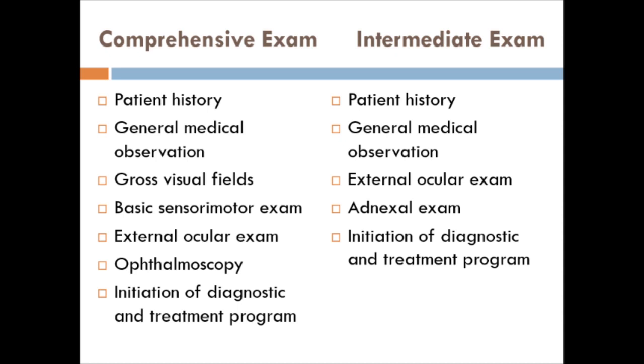The easiest way to think about this, it's really so easy. If you look in the first column, you see that a basic sensory motor examination and gross visual fields are required to report this level of service. So you're examining a patient. If you do not have to do a basic sensory motor exam or gross visual fields to take care of that patient on that day, then you can't report a comprehensive exam. A prime example would be the patient with a corneal foreign body. You walk in the room, the patient is in the dark room, he's in pain, you figure out what's going on, you examine the cornea with a slit lamp, you take the foreign body out. The patient is happy, everybody's happy, come back the next day.